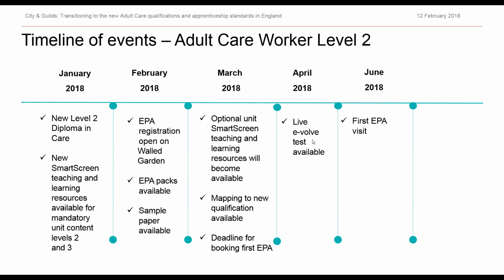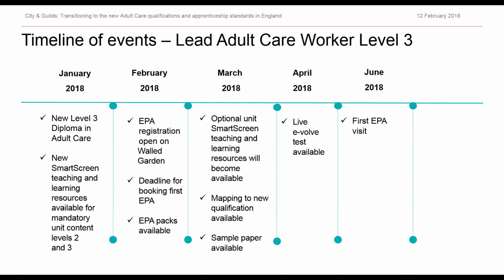In March, we're looking at the optional content for Smart Screen teaching and learning resources. We're mapping the qualifications to the standard, and that will be the deadline for the first booking for the endpoint assessment. In April, our live Evolve test for the situational judgment test will go live, and we're able to provide our first endpoint assessment professional discussion activity from June. As I said, they're the same timelines for the level 3.